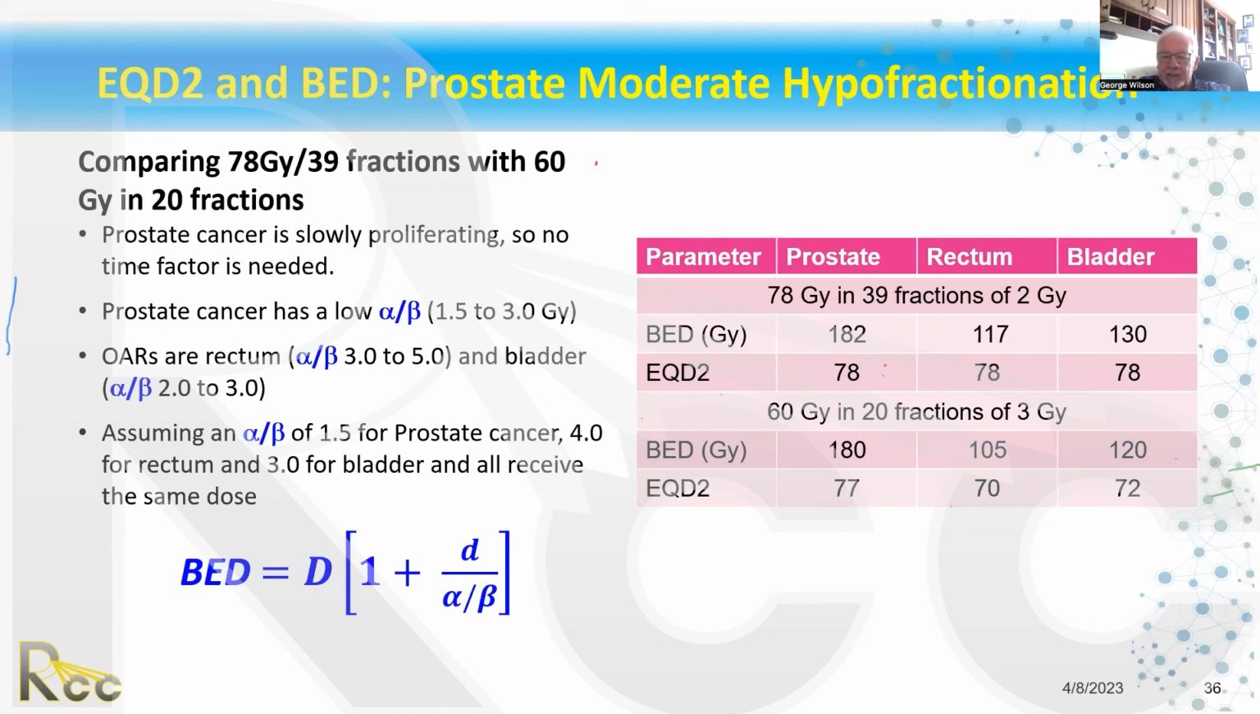So now if we look at the 60 gray in 20 fractions of 3 gray, you can see that the BED is almost similar. We're now reducing the effective dose to the rectum and to the bladder by this hypofractionation. And again, the equivalent dose in 2 gray, 77, is very similar in the tumor, but now we're reducing that in the normal tissues. So this is an example of how we can change and spare some of the damage by hypofractionation.